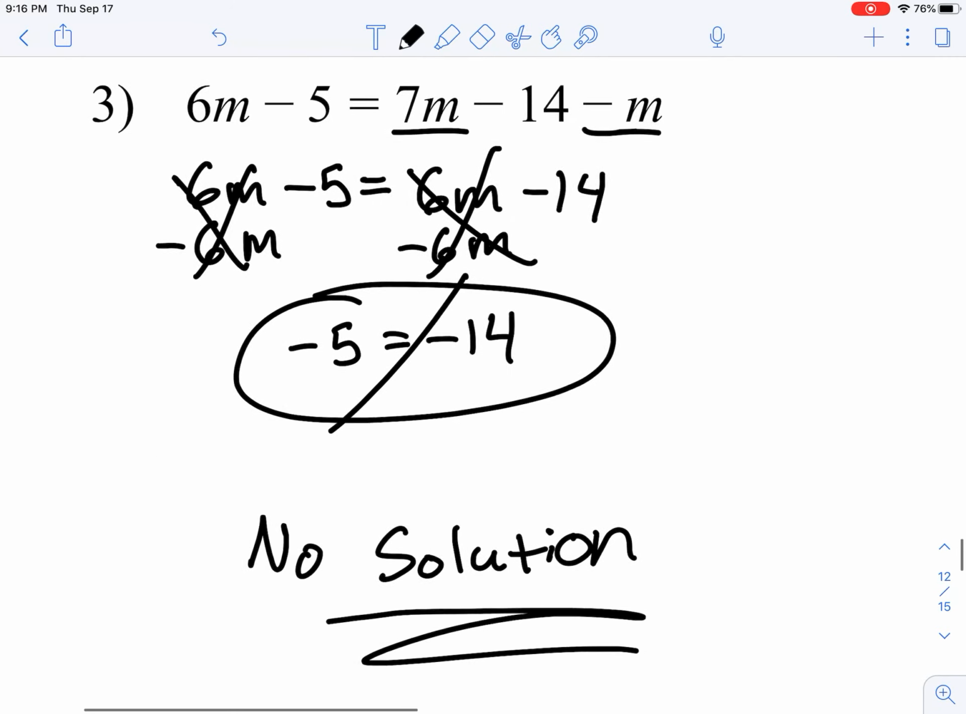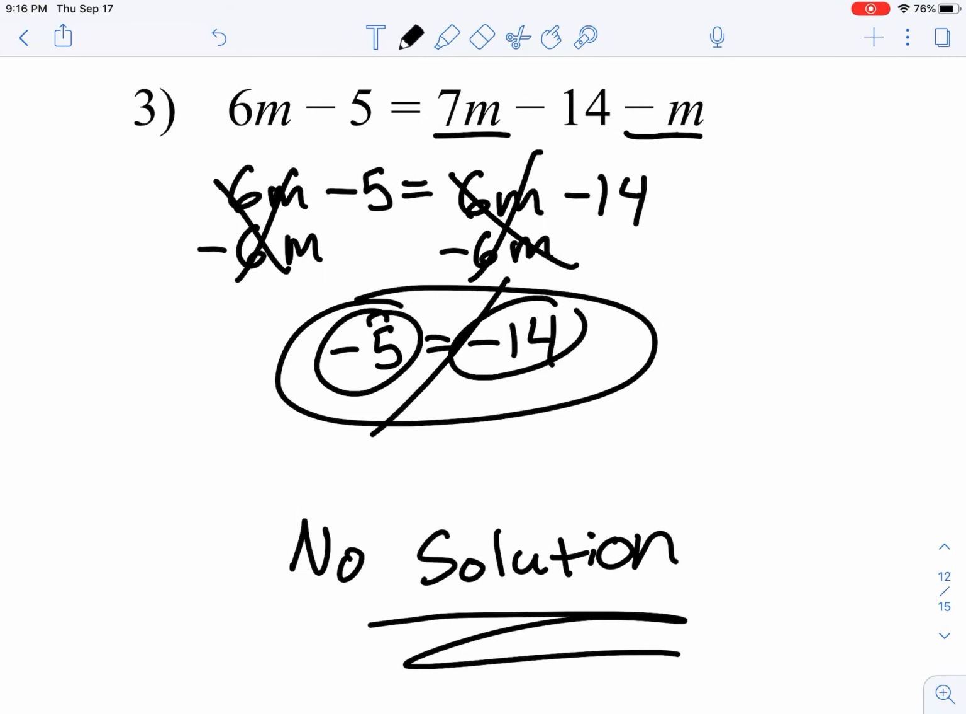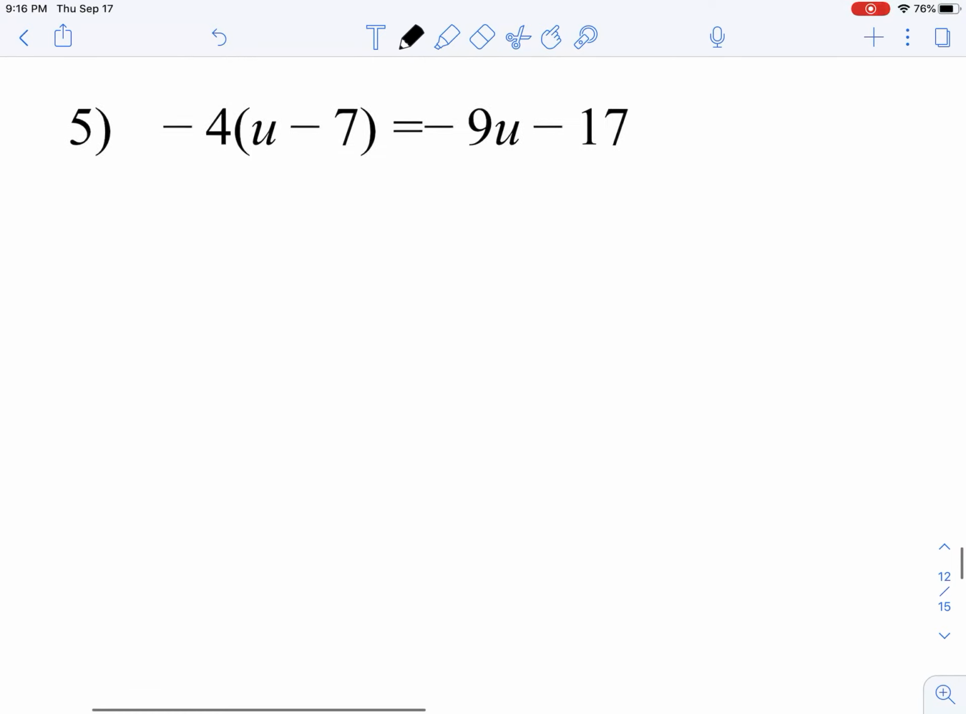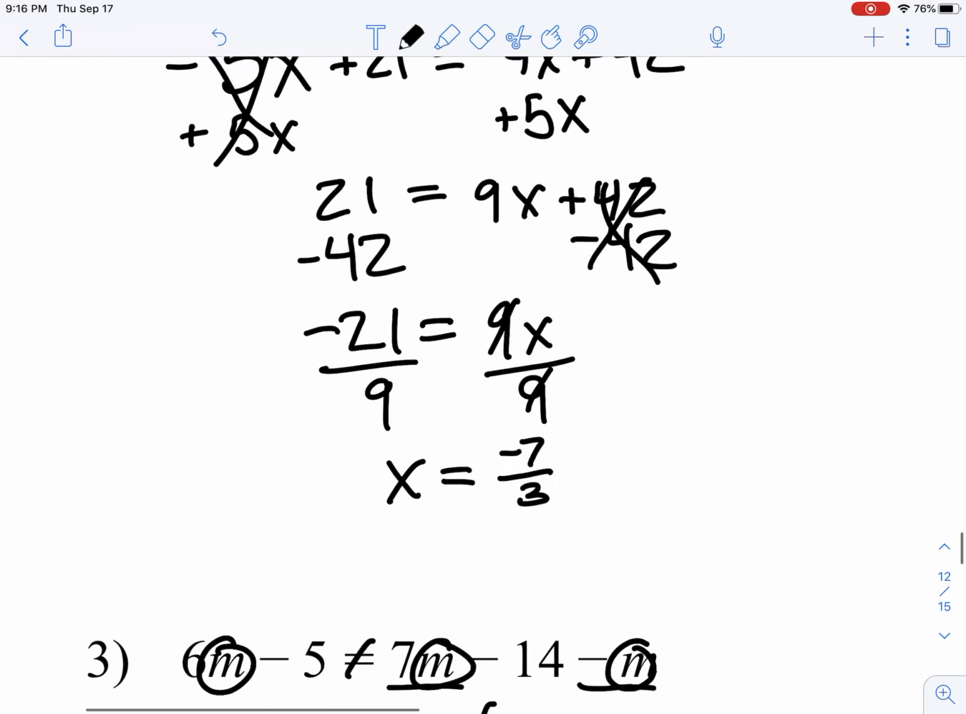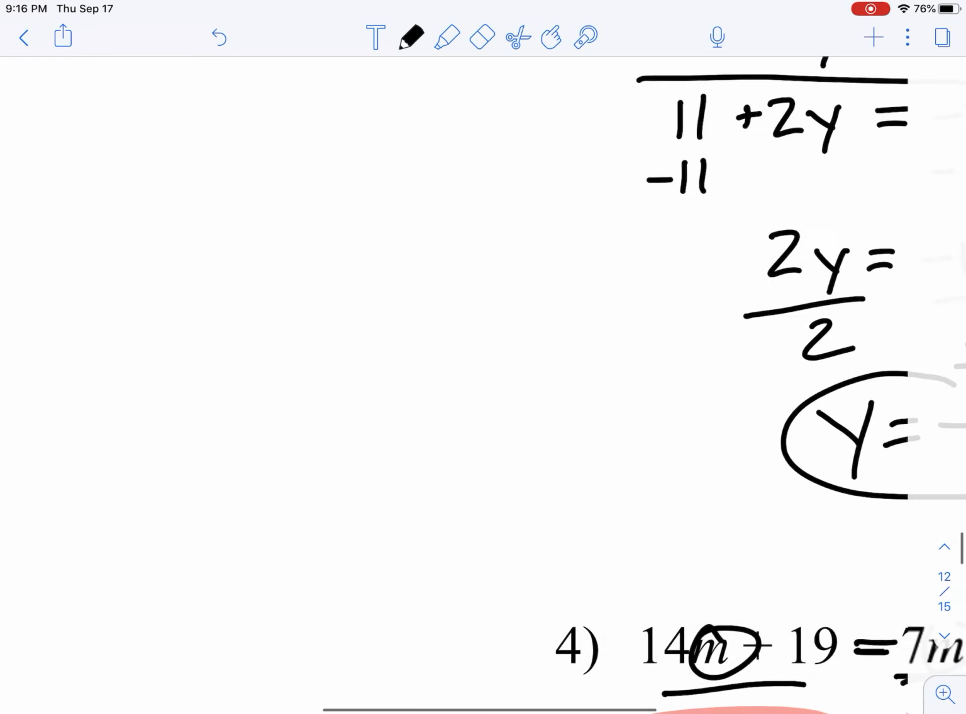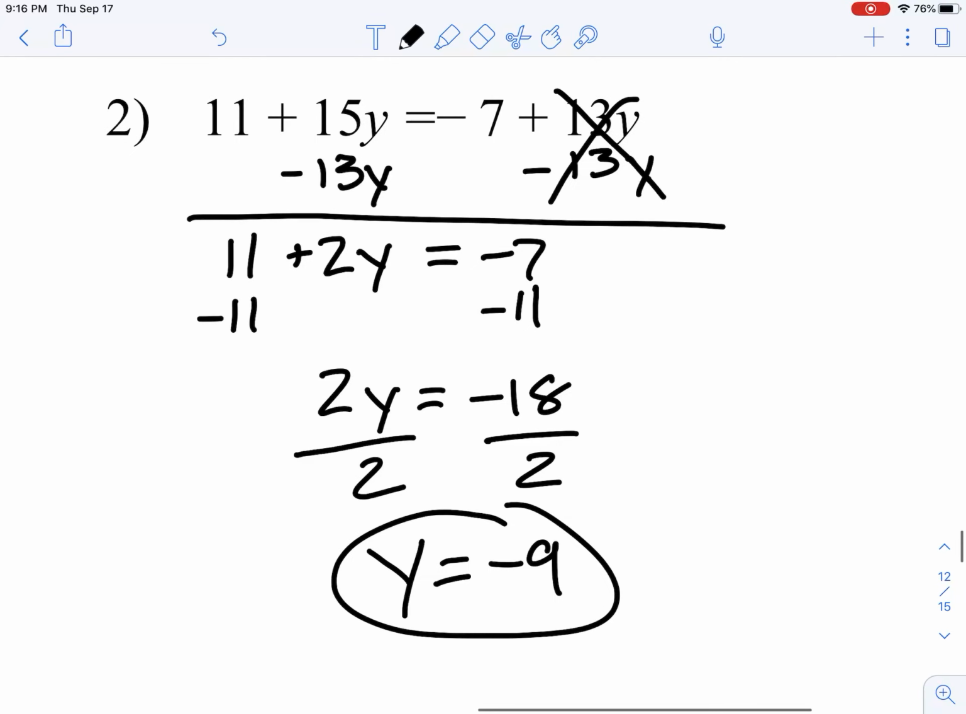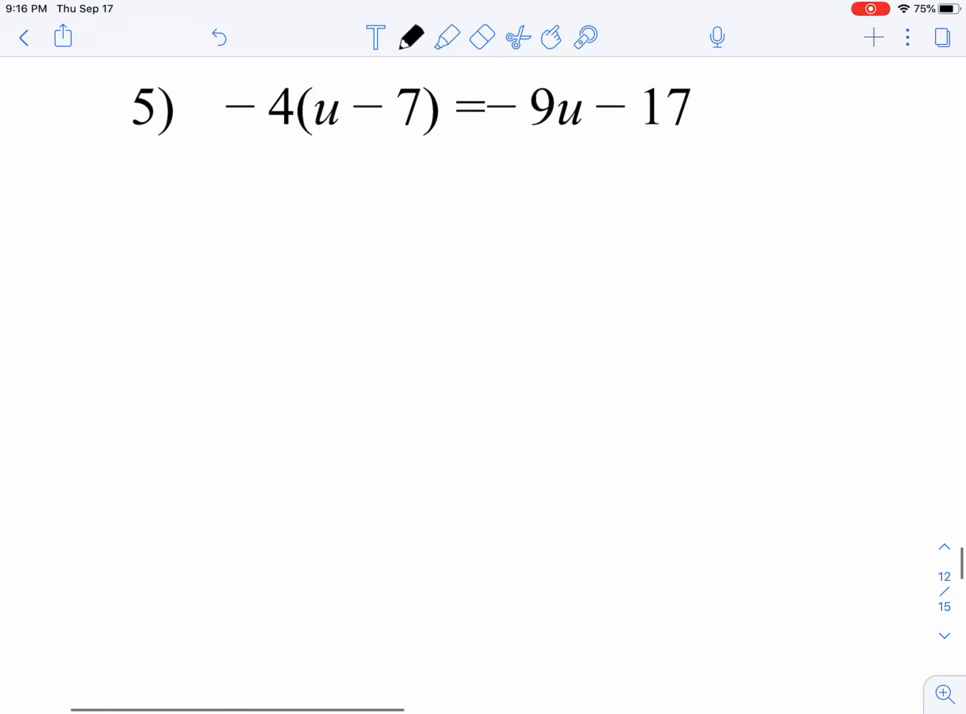Okay? That's different than over here when we had negative 5 equals negative 14. That means whatever number you plug in for these m's, it will never equal the same thing on either side. So that's the difference between those. And then I guess I can talk about this too. So for this one, there's only one number that you can plug in, and that's -9. That would make it work so that both of these sides are equal.